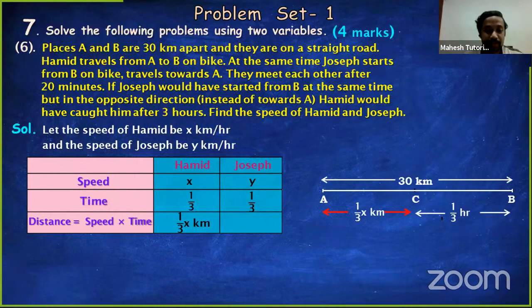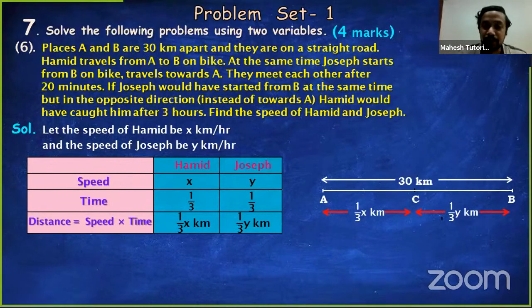So tell me, students, for Joseph what is the speed? y. For Joseph what is the time? 1 upon 3. So Joseph's distance would be speed into time. That is 1 upon 3 into y, which will give us 1 upon 3 y kilometer. So here in the diagram, students, the distance between point B and C will become 1 upon 3 y kilometer. I hope so.